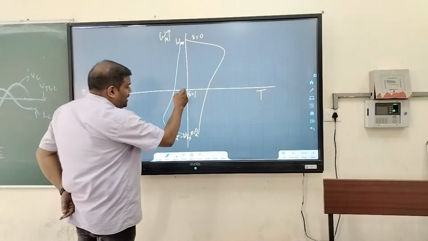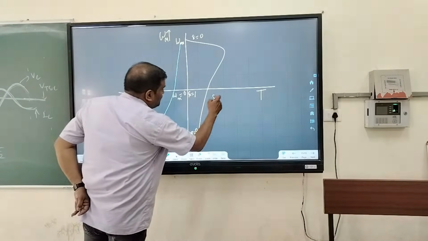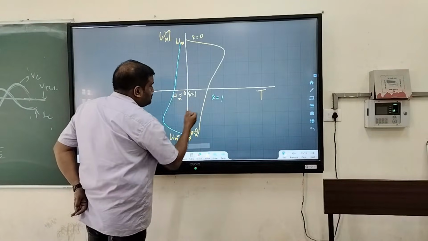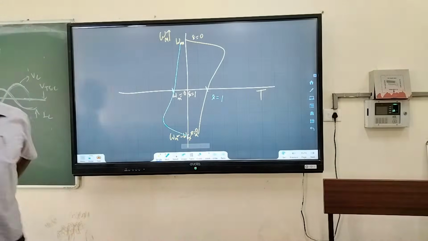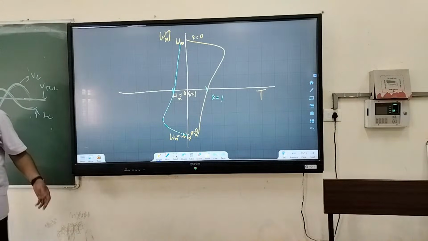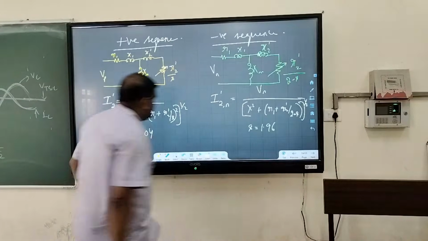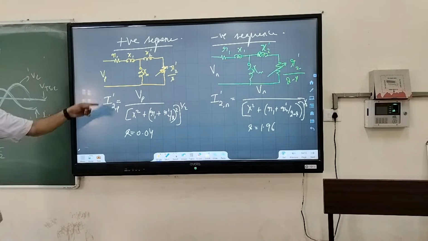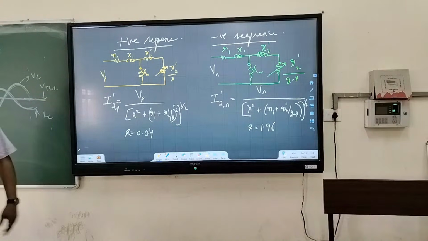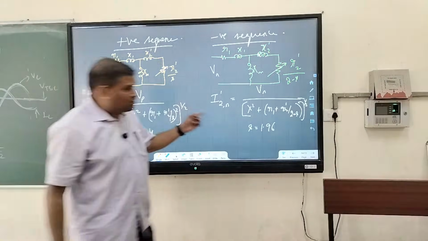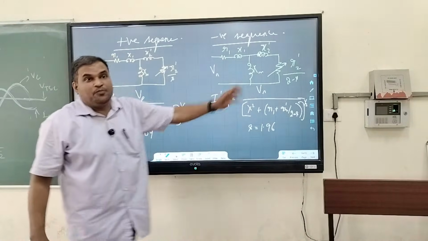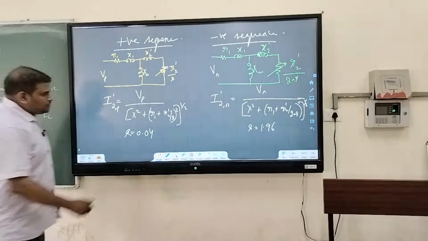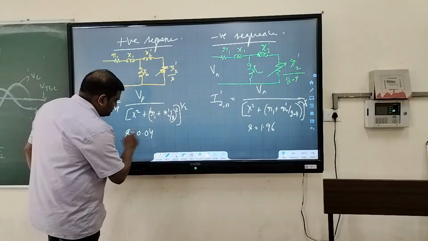You will find that when the value of S is equal to 1, the starting torque here and the starting torque here should both be the same, because starting torque means S is equal to 1. If S is equal to 1, both the currents are the same. Here S is equal to 1, this is R2 dash. Here S is equal to 1, this is also R2 dash. So both are equal. So for that reason, let me just remove this.